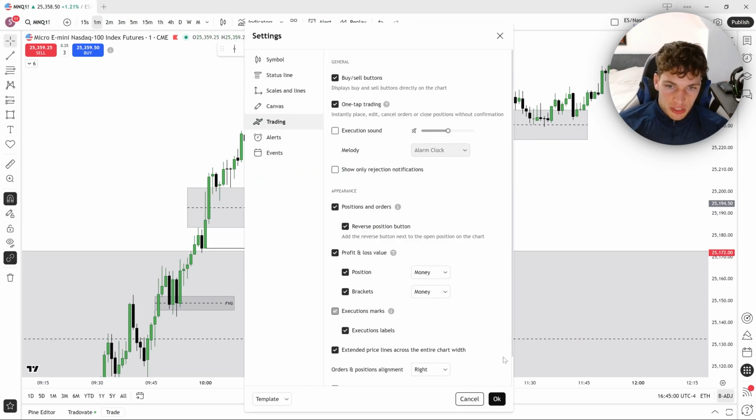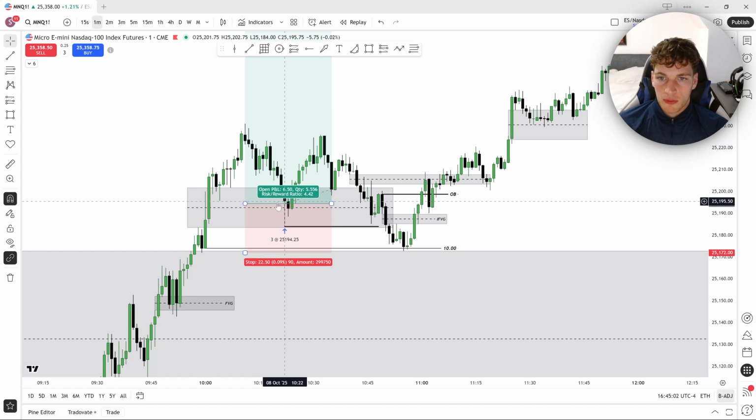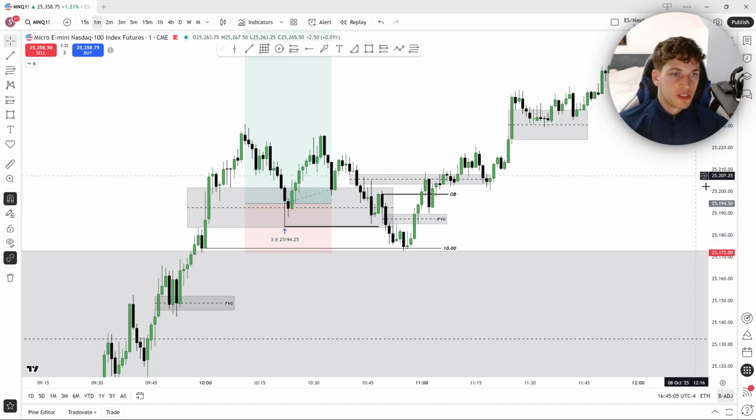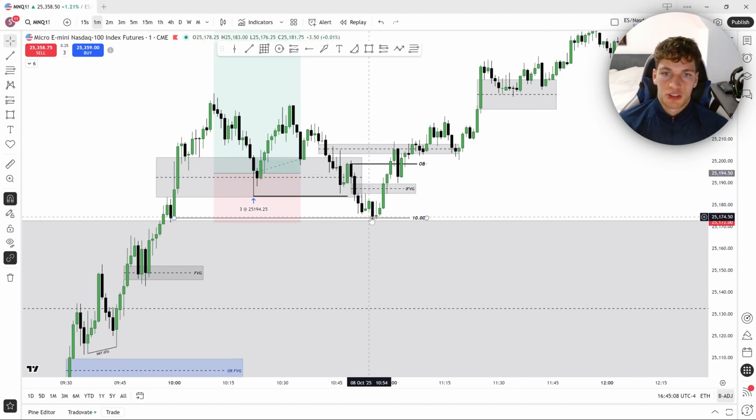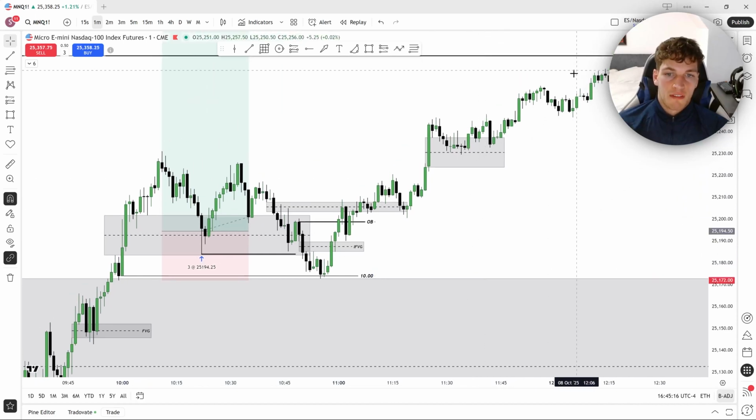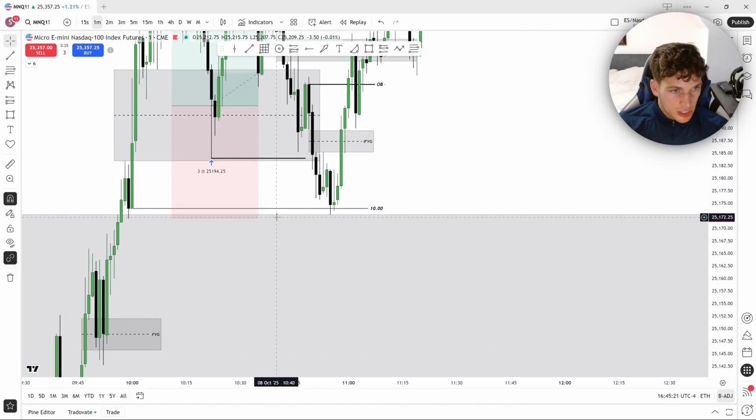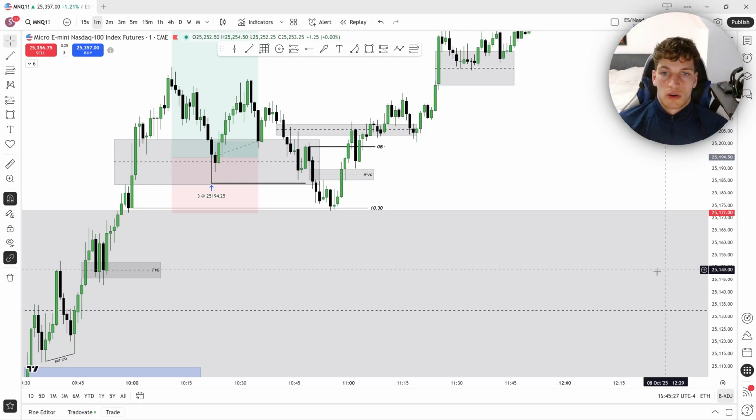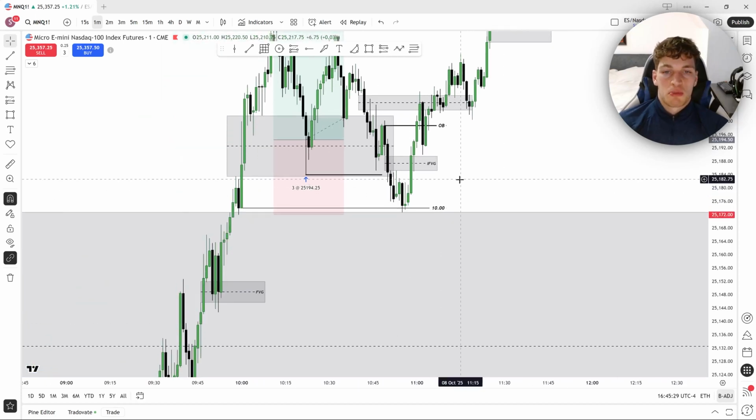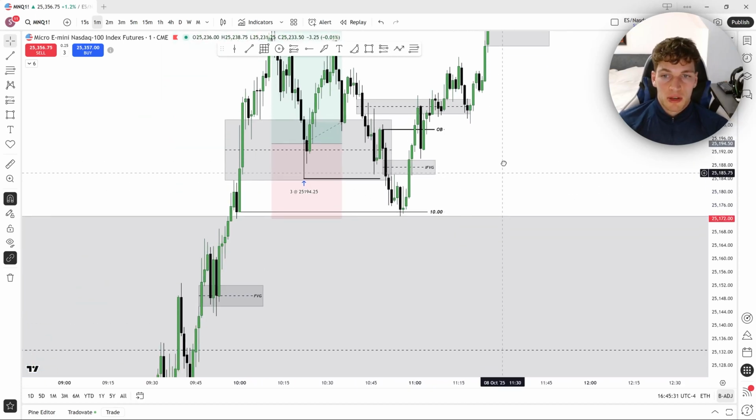So if I got my execution labels here, you can see on that candle where I got into the trade. However, price did actually come lower, underneath the 10 o'clock candle low, which is where price opened, and then it eventually distributed. And I kid you not, you can see there, I was about $1 from getting stopped out, actually less than $1.